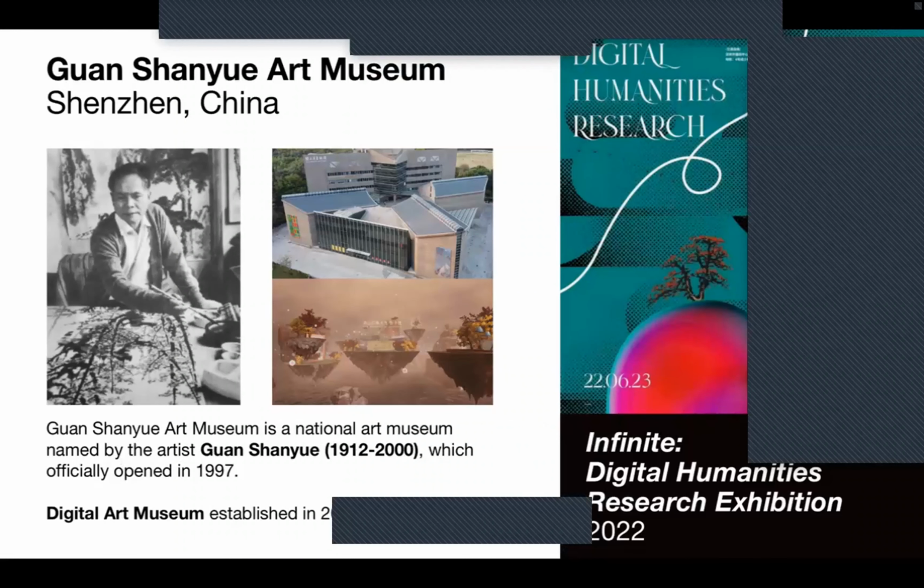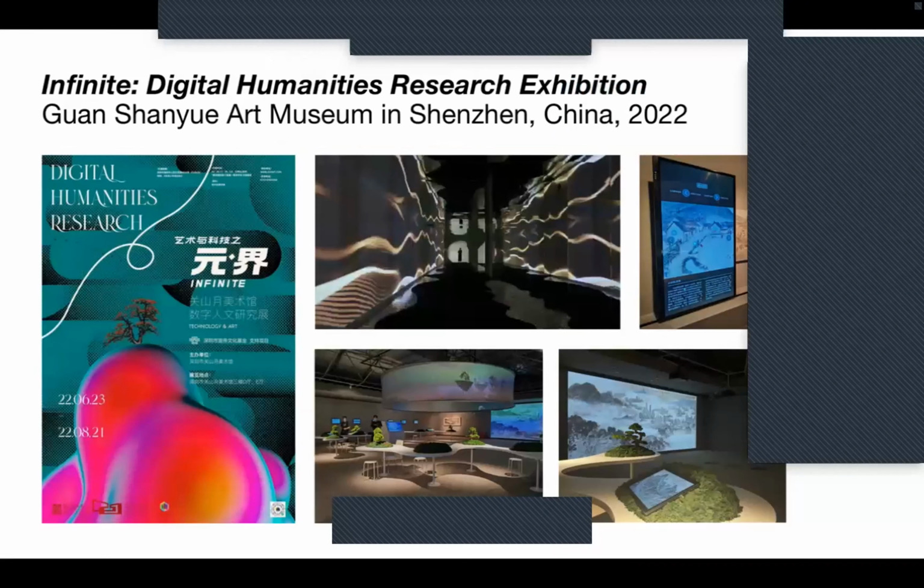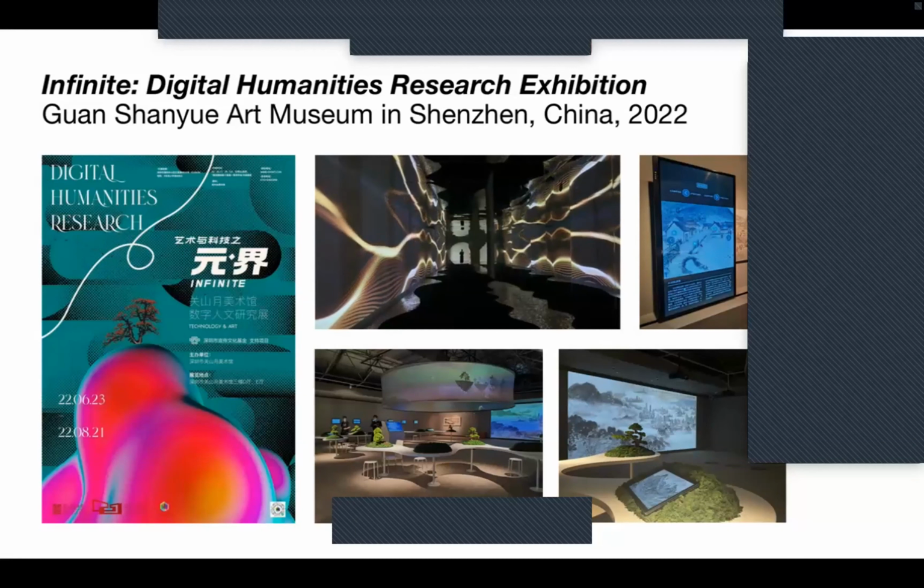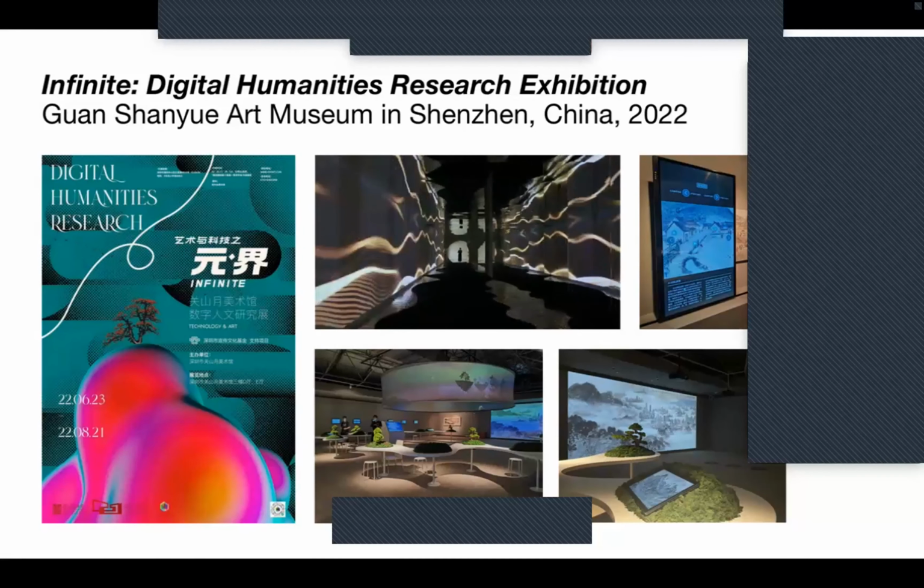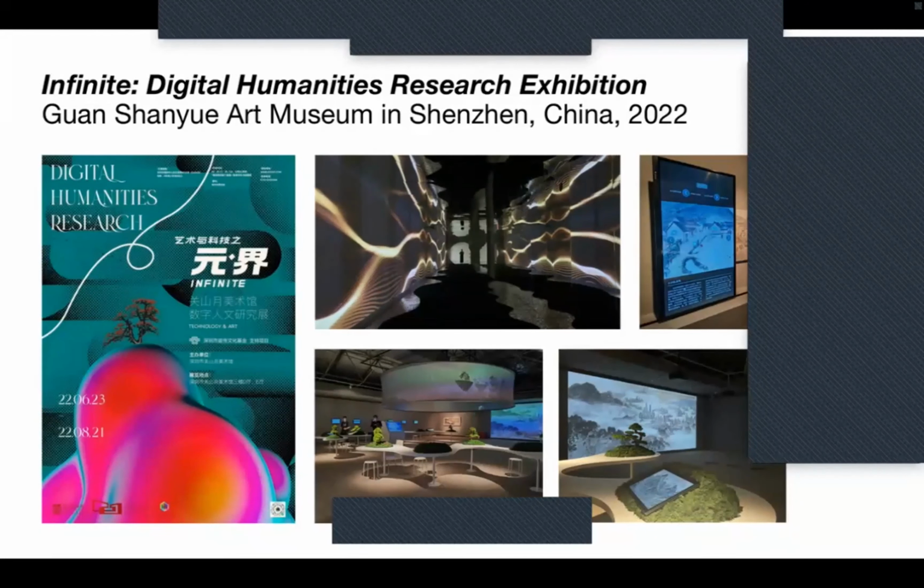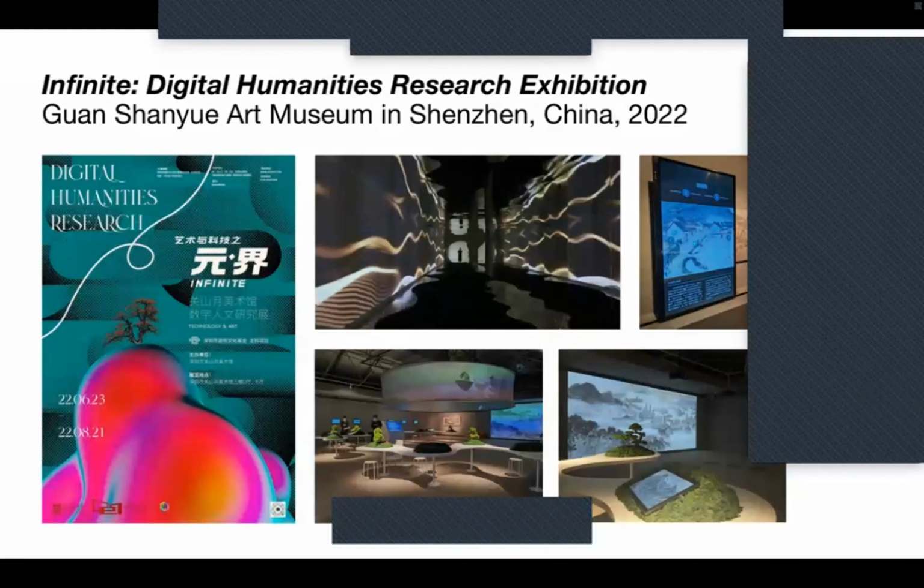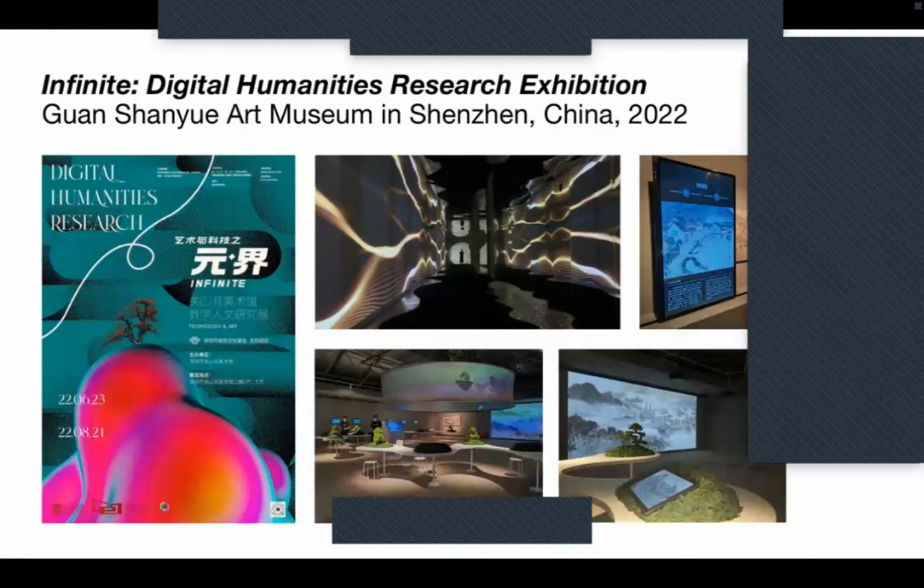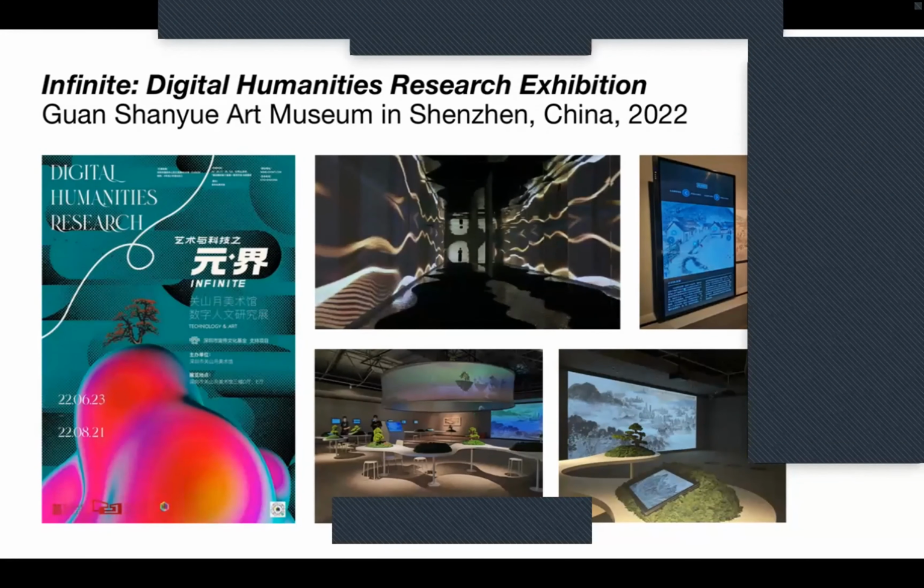So here I want to share another more convincing case, that is the Infinity Digital Humanities Research Exhibition at the Guanshan Yue Art Museum in 2022. This museum is a national art museum named after the Lingnan School artist Guanshan Yue, which officially opened in 1997. And this exhibition celebrates the museum's 25th anniversary. The main reason I share this exhibition is that it covers almost the most common ways of displaying Chinese artworks in museums, such as AR, VR, AI, and digital moving scrolls. And in addition, it also applies the Yaji practices in its curatorial methods.